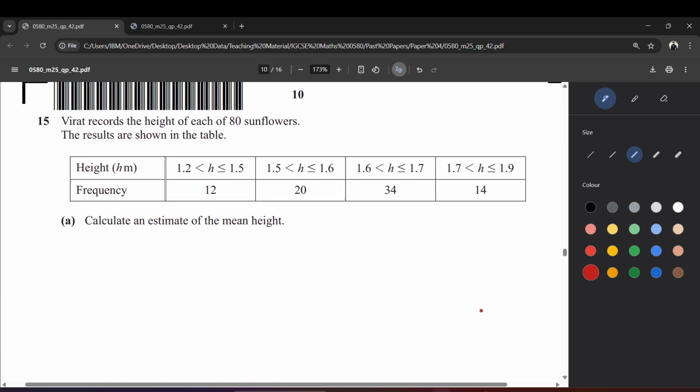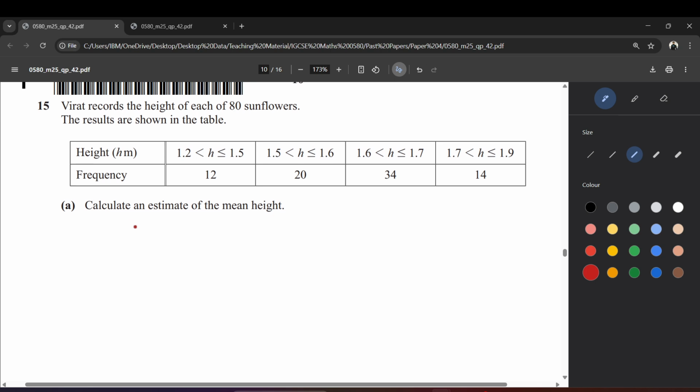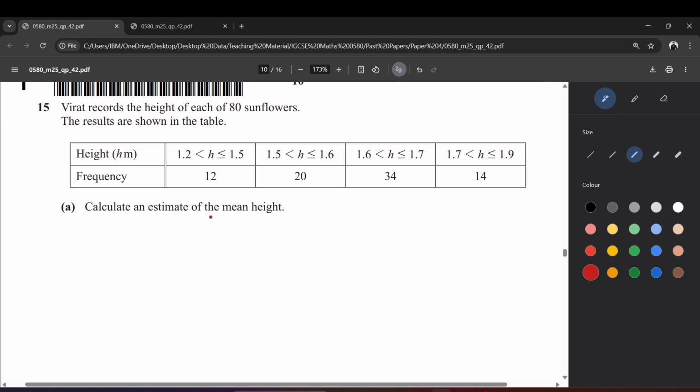Number 15. Virat records the height of each of 80 sunflowers. The results are shown in the table. Calculate an estimate of the mean height. So here, when the question is about estimating the mean height, because this is a grouped interval, you don't exactly know the values. All your frequency is between.